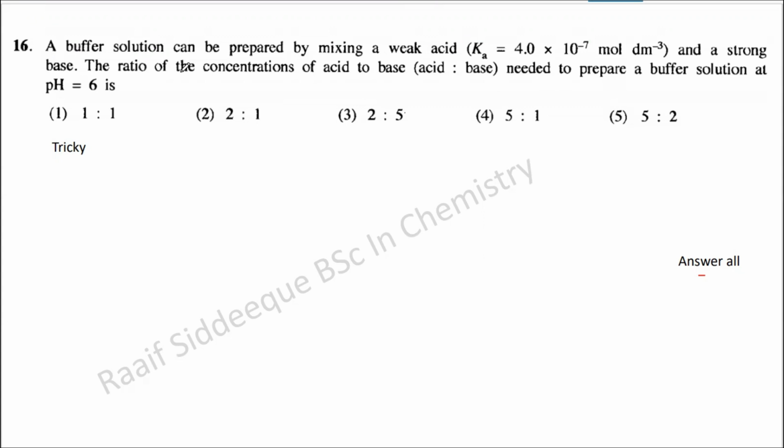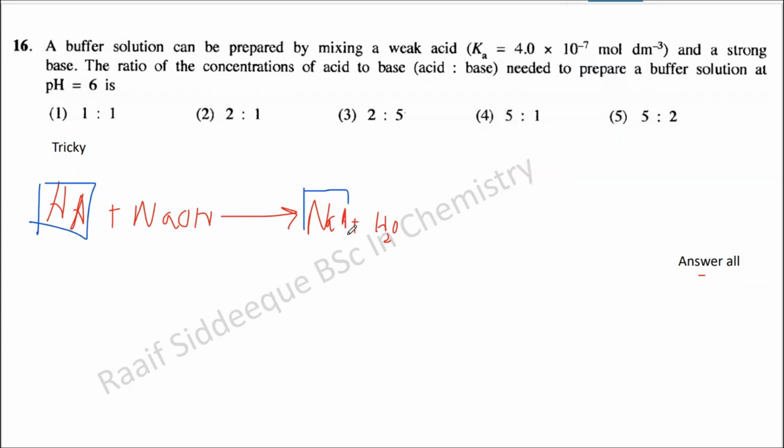A buffer solution can be prepared by mixing a weak acid and a strong base. Normally we mix a weak acid like HA with a strong base like NaOH, and the salt NaA forms, plus water. When you have this weak acid as well as the salt of the acid, this makes a buffer solution. Then they're asking the ratio of the concentration of the acid to base in order to prepare the buffer solution at pH 6.